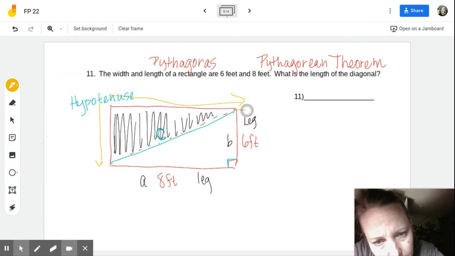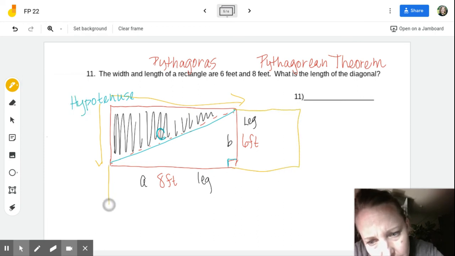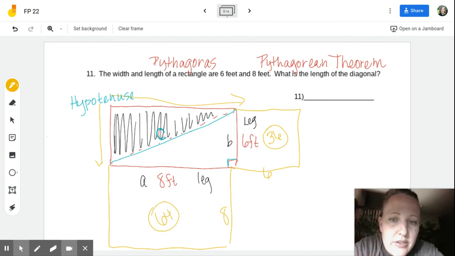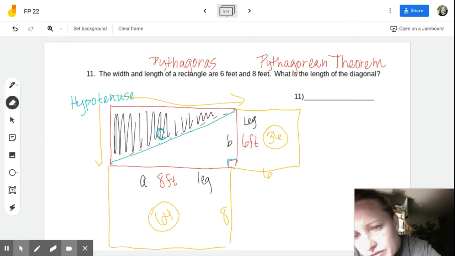Here's the B. And here's the A. Imagine a square that's 8 by 8. And this one is 6 by 6. What's 6 squared? 36. And what's 8 squared? 64. And what Pythagoras discovered is when you add those together, you can find the length of the hypotenuse.